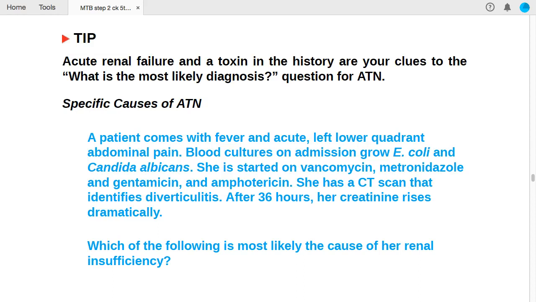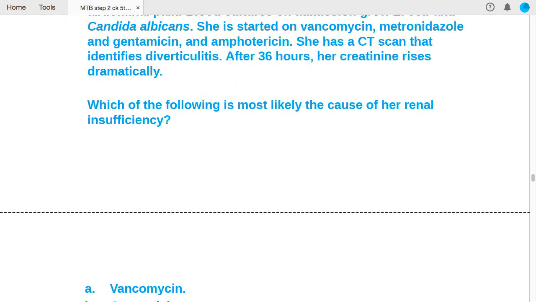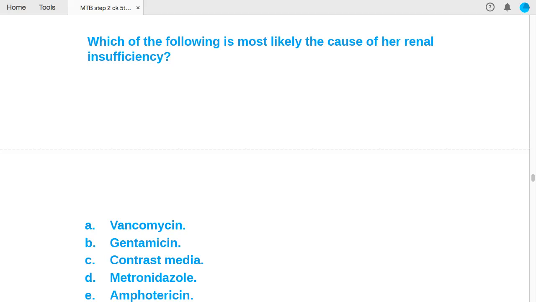Now, after 36 hours her creatinine rises dramatically. Which of the following is most likely the cause of the renal insufficiency? Why is this creatinine rising? She is on vancomycin, metronidazole, gentamicin and amphotericin. She has E. coli and Candida albicans on blood culture, with fever and acute left lower quadrant pain. And 36 hours later her creatinine is rising. So you are going to choose which of the following is most likely the cause of the renal insufficiency: either vancomycin, or gentamicin, or contrast media, or metronidazole, or amphotericin.